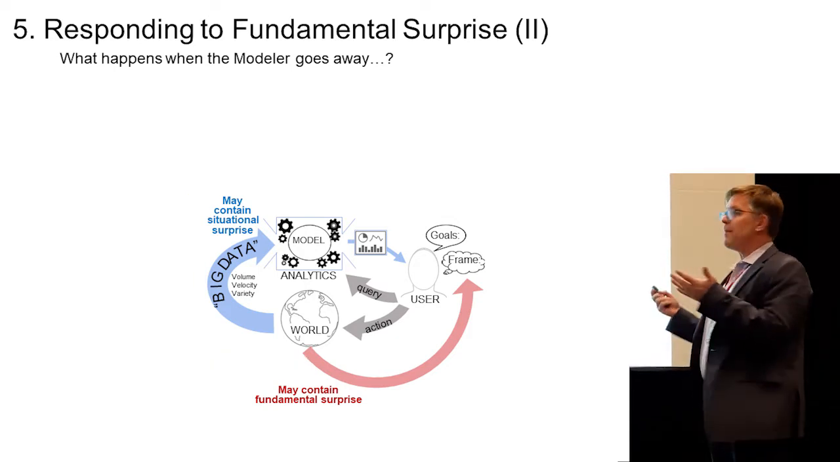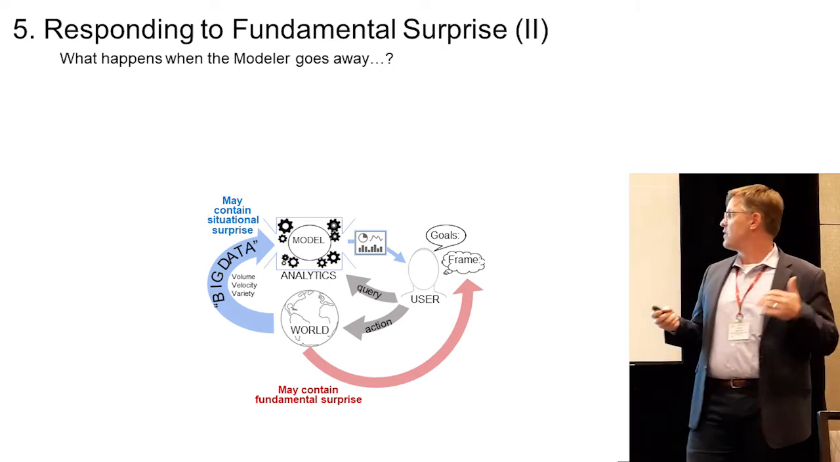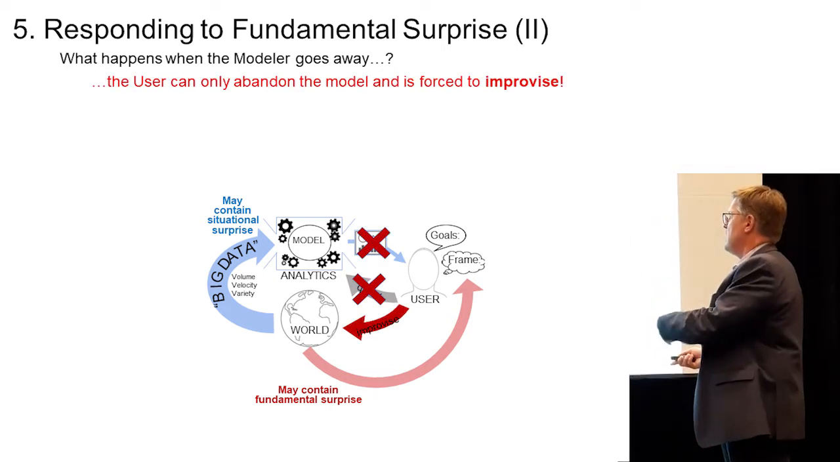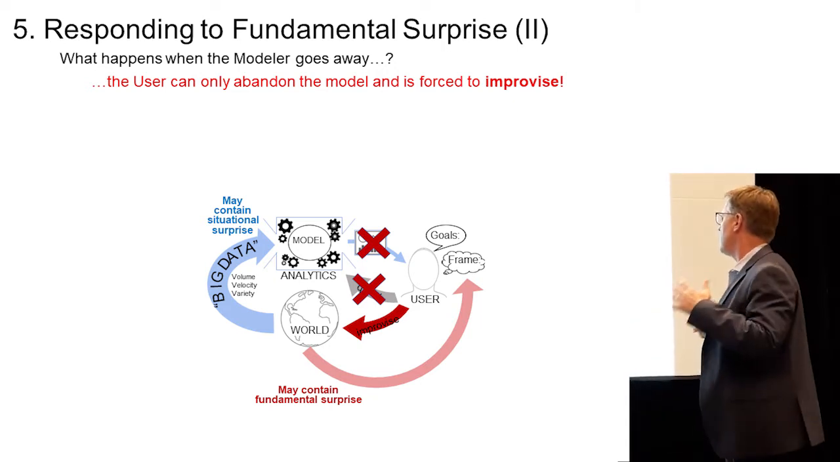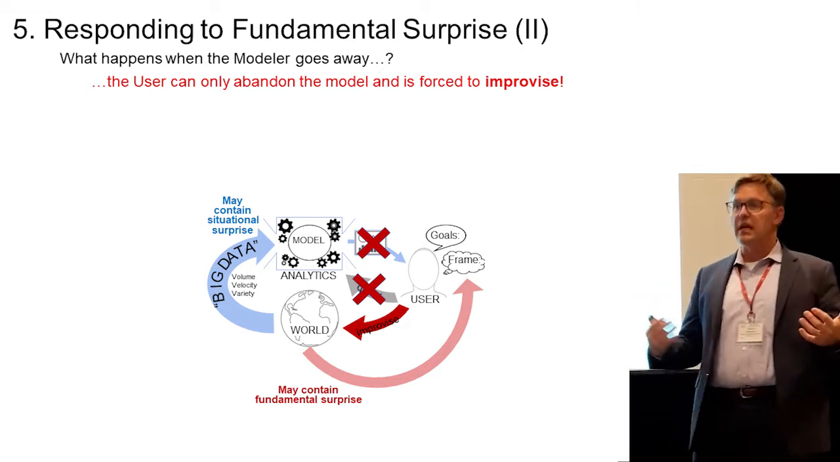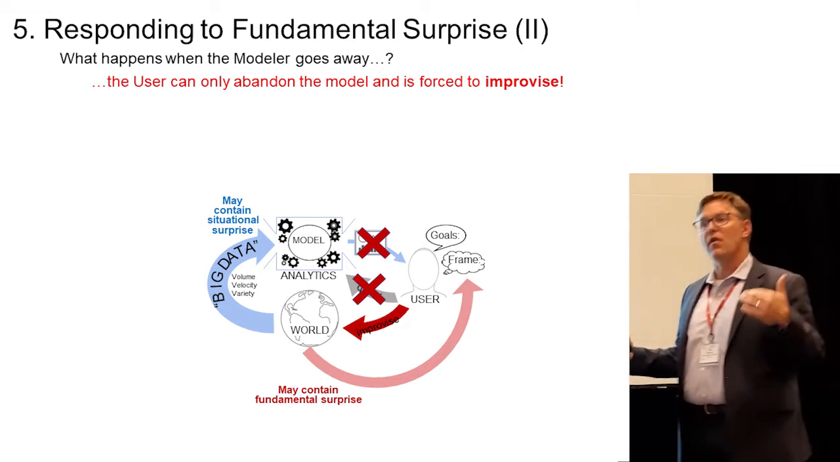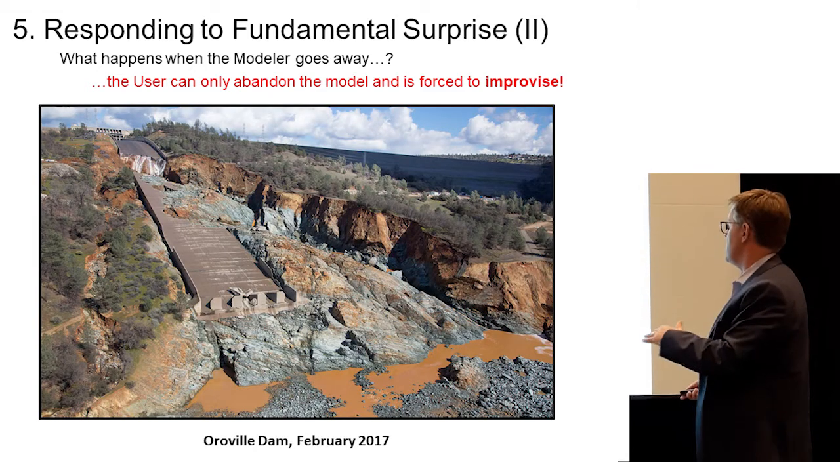In particular, what happens when the modeler's not there? If the modeler's not there in the presence of fundamental surprise, the user is now limited in the kinds of actions that they can take. They may try to query the model, but in the end, they have to improvise. The model's not giving them what they need, and they have to find some other way of figuring it out. These kinds of things can and do happen.